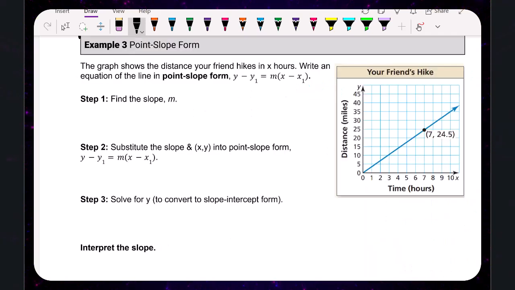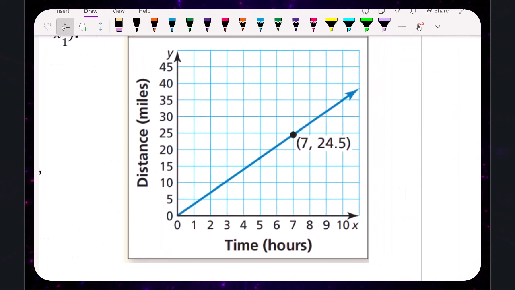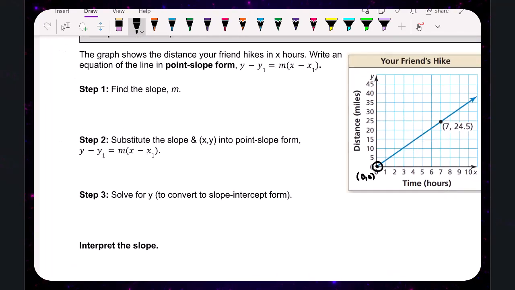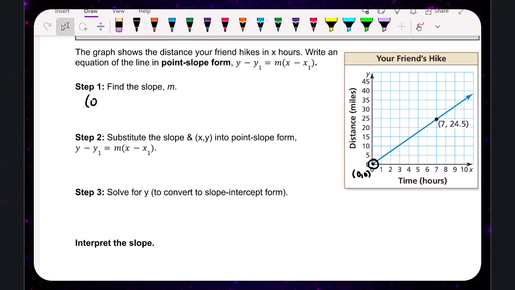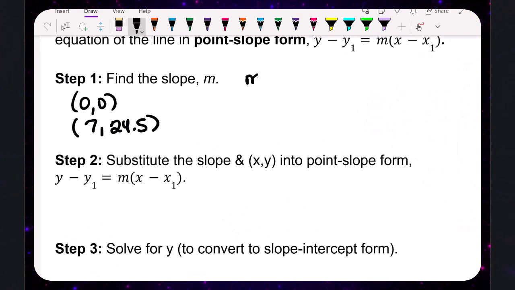All right, so this last example is a lot of the same thing that we've been doing. You're going to start out with point slope form, but you're still going to wind up with slope intercept form, just in case. First thing you want to do is determine, well, this is linear, it's a straight line. We're going to find another very convenient point, which happens to be at 0, 0. So I'm going to write down our 2 points, 0, 0, and 7, 24.5, and I'm going to use that to find the slope.